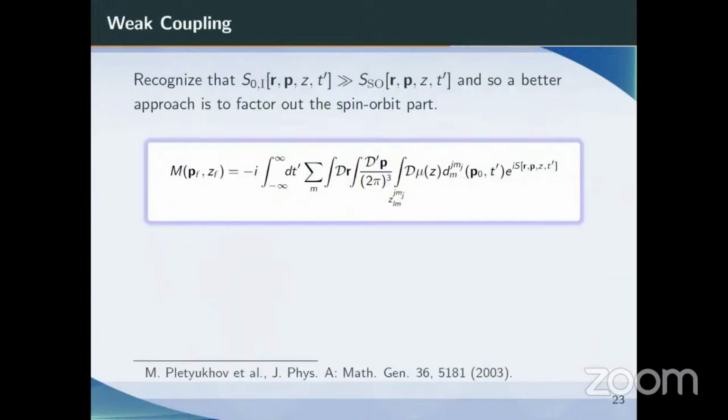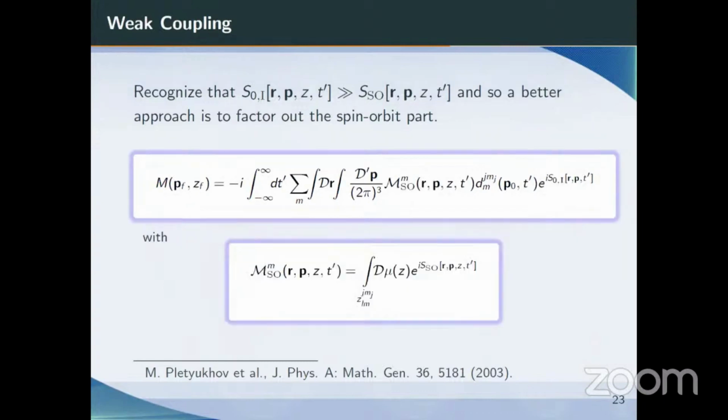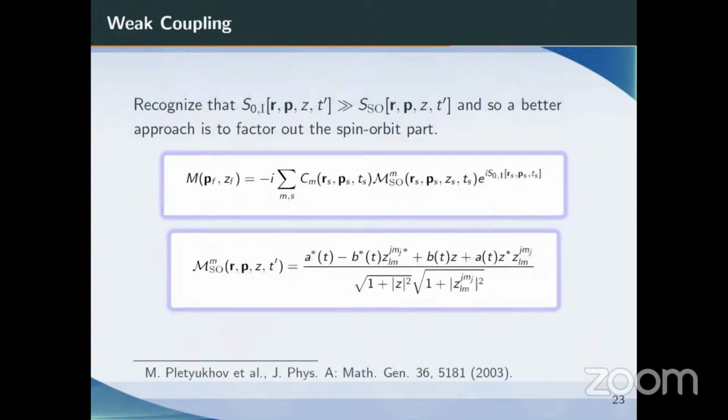Okay, and so as before, we need to solve the functional integrals, but instead of just directly applying the saddle point approximation, because we're looking at a very simple target, hydrogen, we can apply the weak coupling approximation. And so essentially we can pull out the spin orbit components into a single transition amplitude where we integrate the spin orbit action over Z, and we can compute this analytically. And this gives us the following equation.